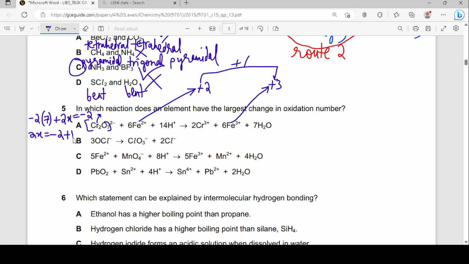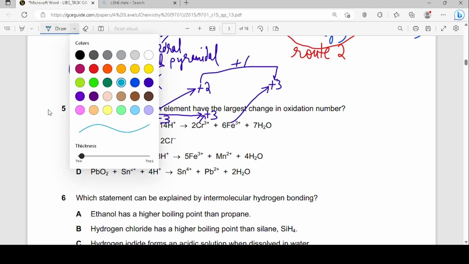Then I'm just going to carry out the algebra. X is equal to plus 12 by 2, so that's going to be plus 6. So over here, chromium is plus 6, and over here, Cr3+ is obviously plus 3. So plus 6 to plus 3 is what? The oxidation state is reducing by 3, right? So we have changes of plus 1 and -3.